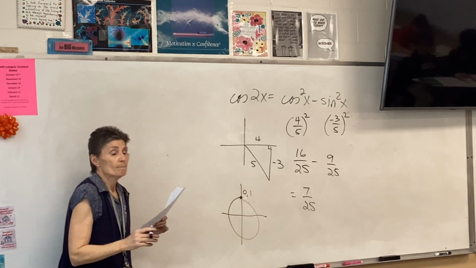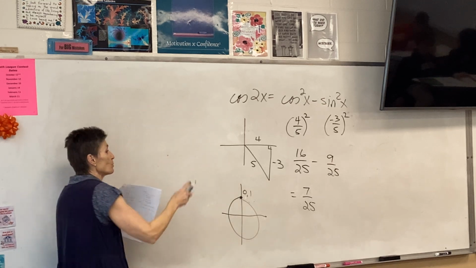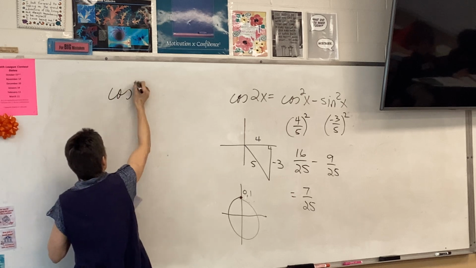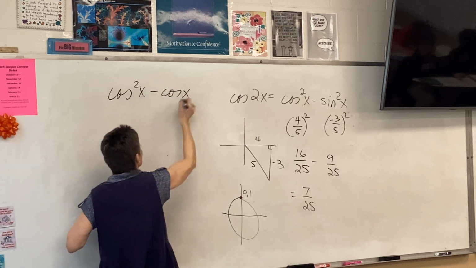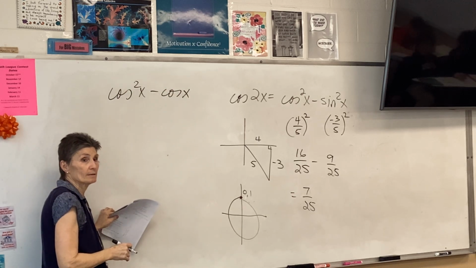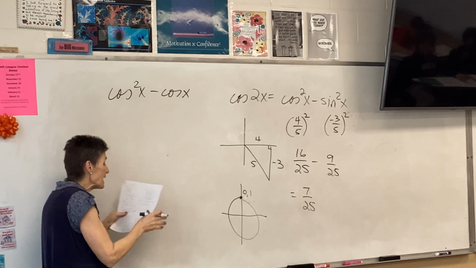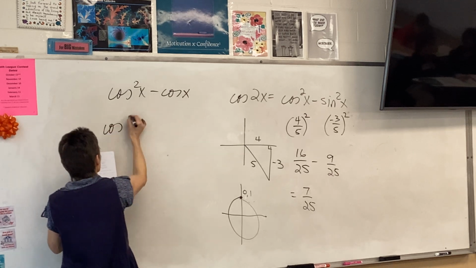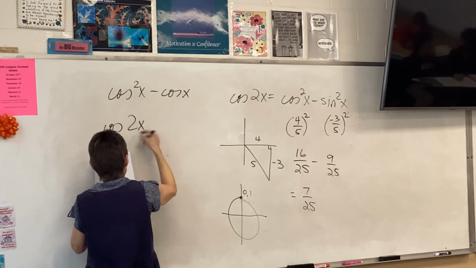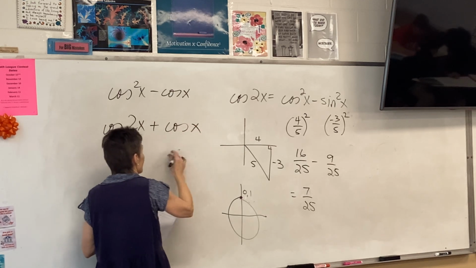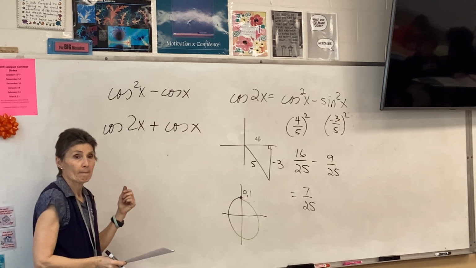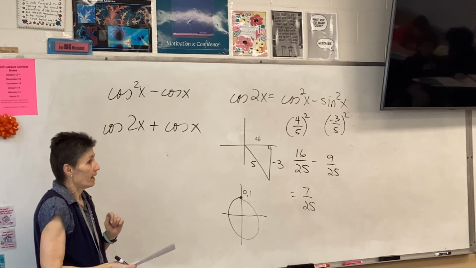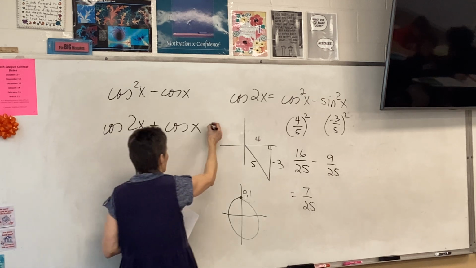We can't, because here's what you can do. If you have cosine squared minus cosine, you can pull out a cosine. But you can't do that when one of them is a 2x and one of them is an x. Oh, you have to plug in a formula. Aha. So we need a formula.